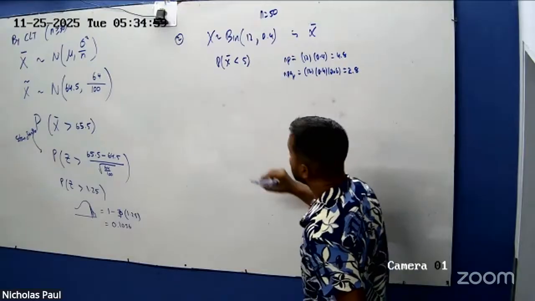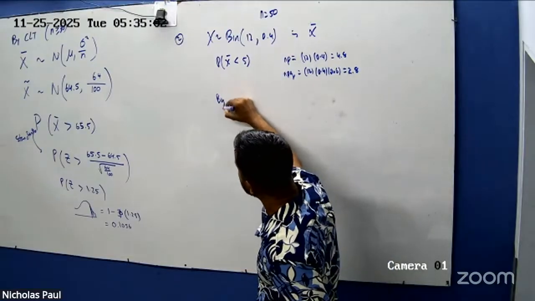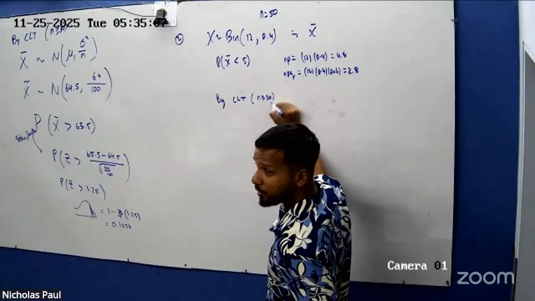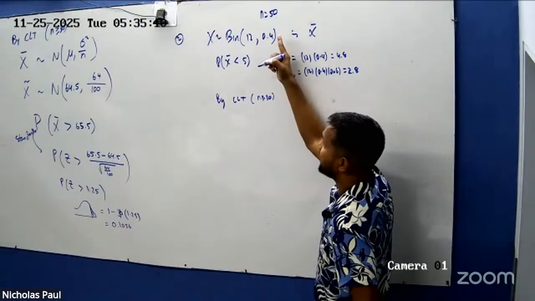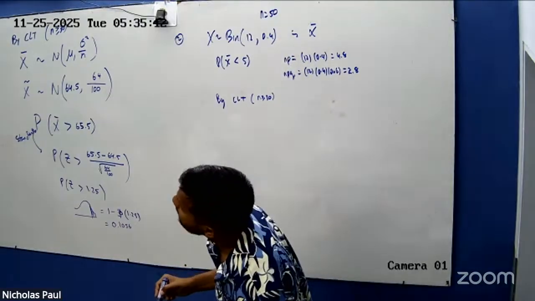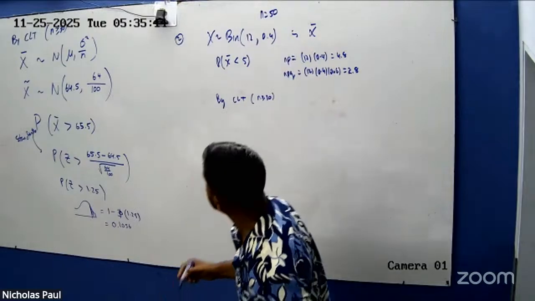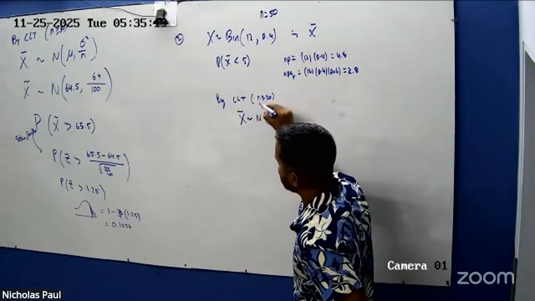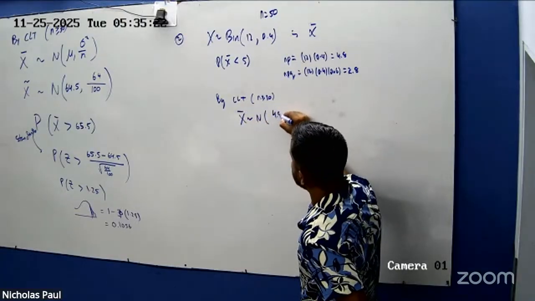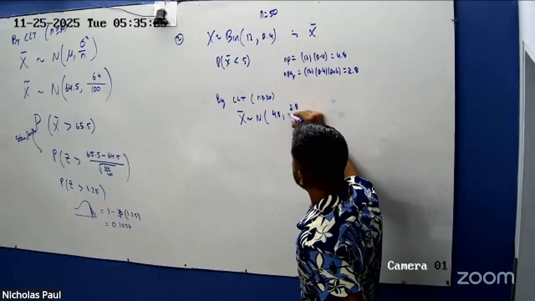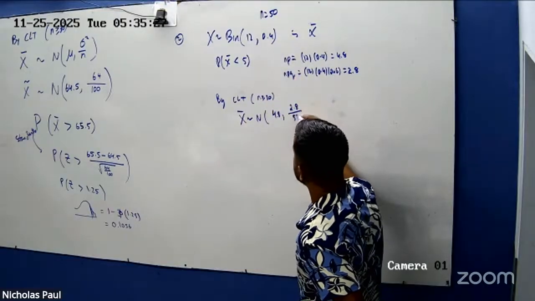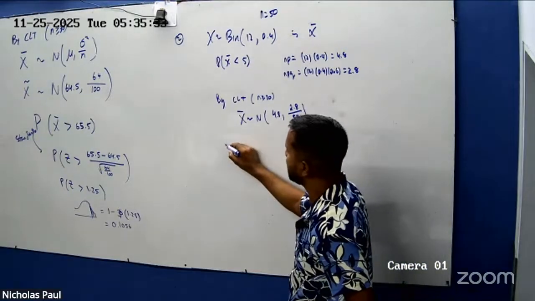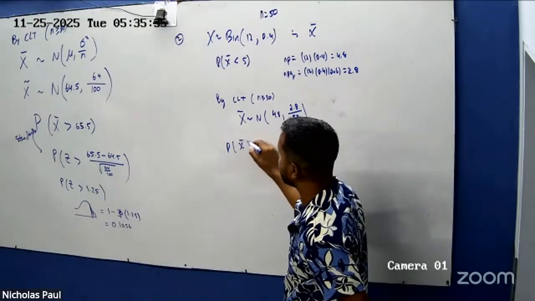2.8. Right? So by the central limit theorem, because n is more than or equal to 30, n is large. It means that x bar will follow a normal distribution with mean 4.8 and variance 2.8 over 50. This is the new value that we're using. So they want the probability that x bar is less than 5.